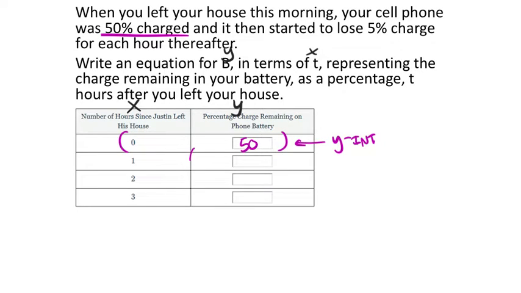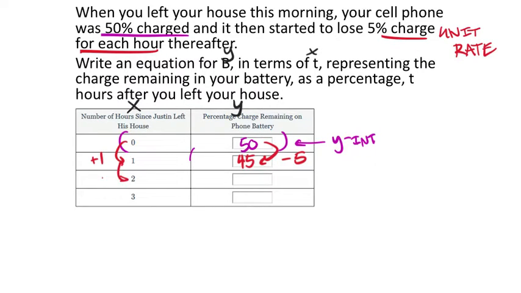Then after that, it says it will lose 5% charge every hour. But again, this is telling us we have just found a unit rate. And we know the unit rate is also the slope. So right here, after 1 hour, you would have lost, so we're going to subtract 5%. 50 minus 5, 45%. So after an hour, you got 45%.